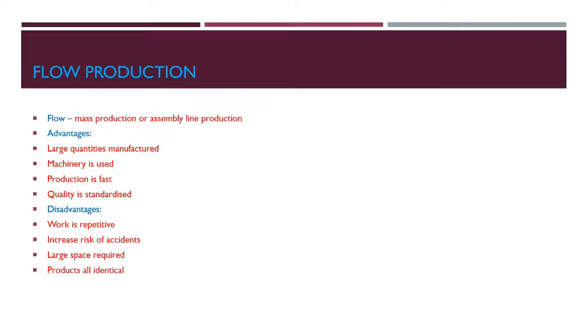So the next one then, flow production. This is mass production or assembly line production, like you get in the C.A.R factory. The advantages of this is that you get a large quantity of the good manufactured, machinery is used, production is fast, and the quality is also standardized. So there's not going to be a niggle with one of them wrong and the rest of them are going to be grand. Usually they're all going to be the same. Disadvantages then is that the work is repetitive. Again, you have an increased risk of accidents because of the machinery. A large space will be required, and products are all identical. Some people like having that customization factor as well.